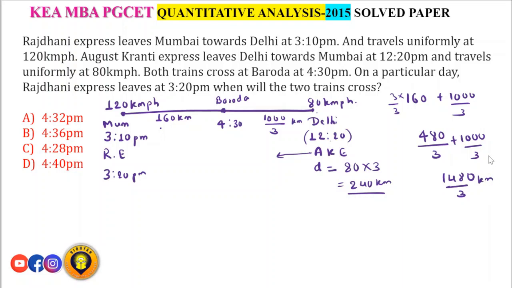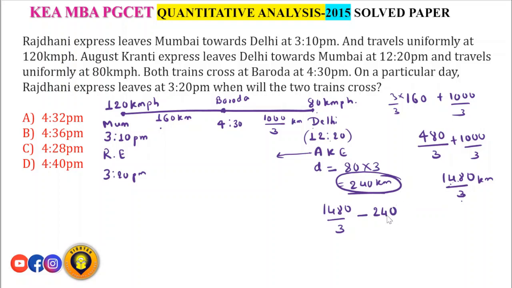1480 by 3 is the total distance from Mumbai to Delhi. Out of this total distance, 240 kilometers is covered by August Kranti Express. So if you subtract this, then you will get the remaining distance, right? So 1480 upon 3 minus 240.